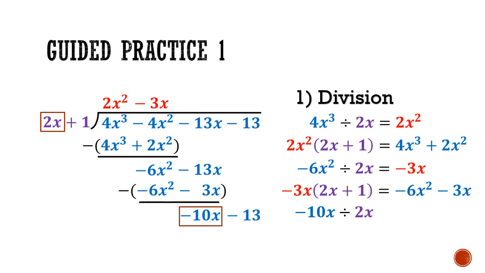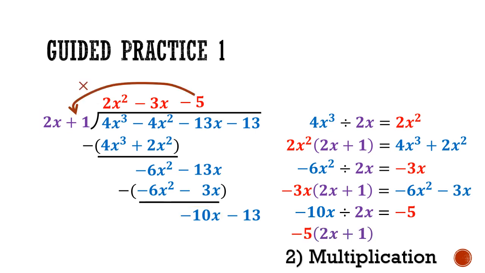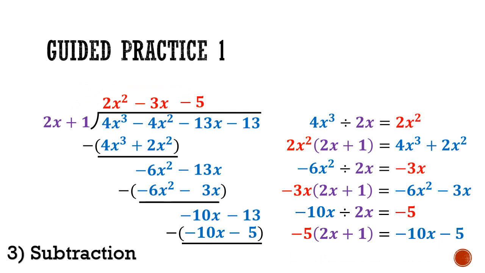Step 1, division. We divide the leading term, negative 10x, by 2x, that will give us negative 5. We multiply negative 5 by the divisor 2x plus 1, that will give us negative 10x minus 5. And lastly, we subtract. So we will subtract negative 10x minus 5 from negative 10x minus 13, and that will give us negative 8, which will be our final remainder.